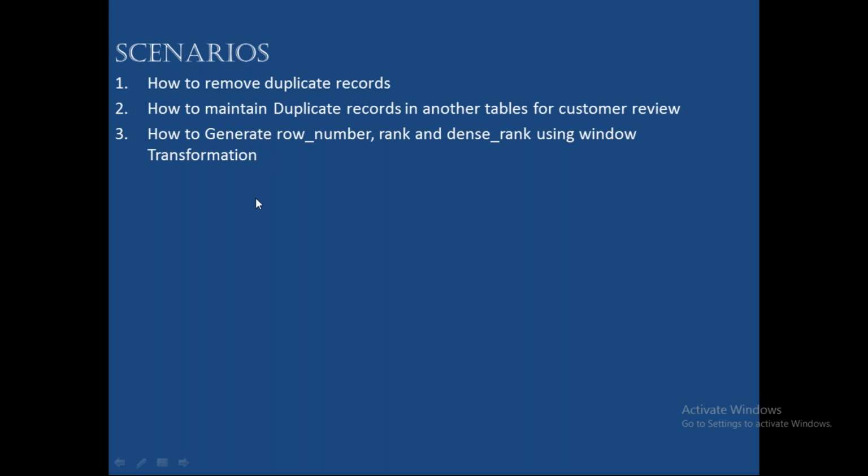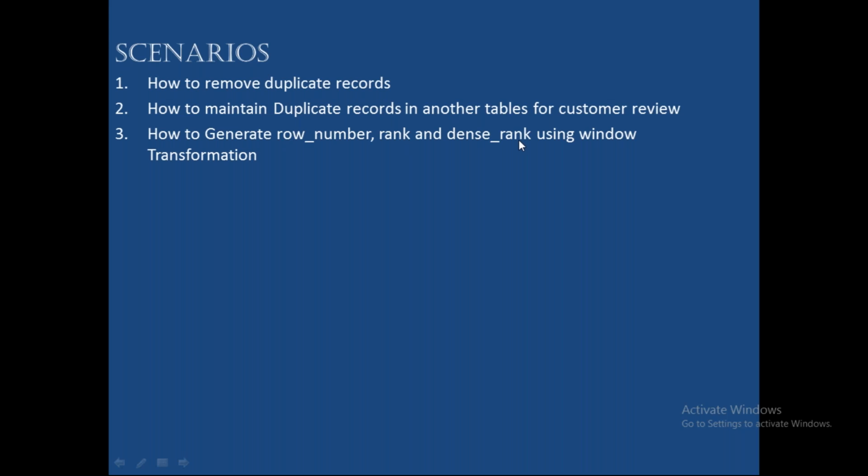So by using window transformation in data flow, we are going to generate row number, rank, dense rank. With the help of row number, we are going to identify what are the duplicate records. With the help of dense rank, I am going to identify who is the top scorer. Even you can do it by using rank also. We will see the difference between row number, rank, and dense rank.